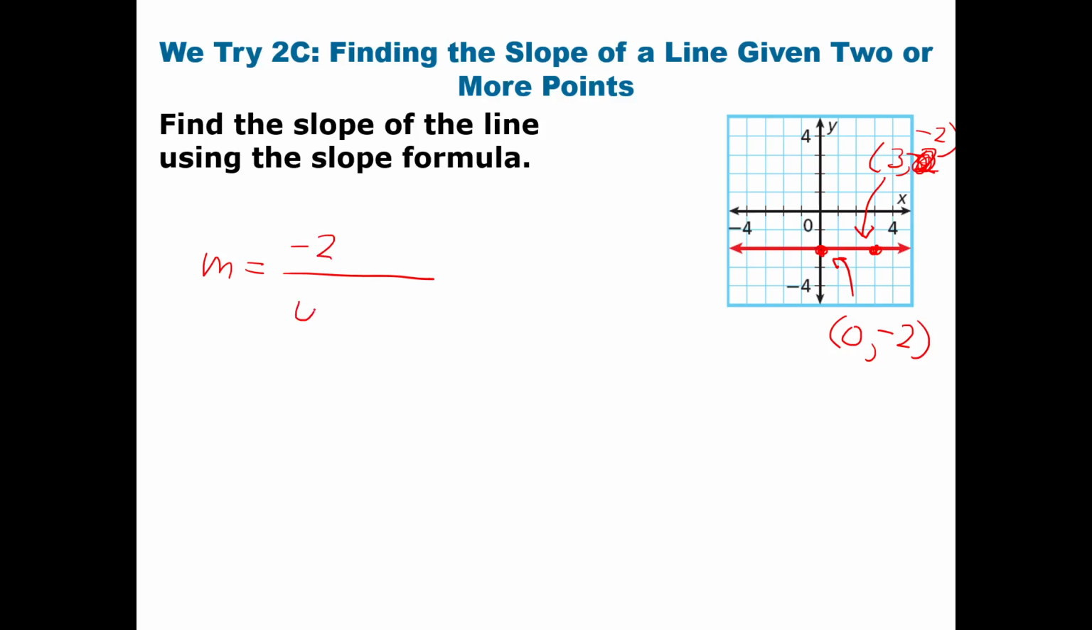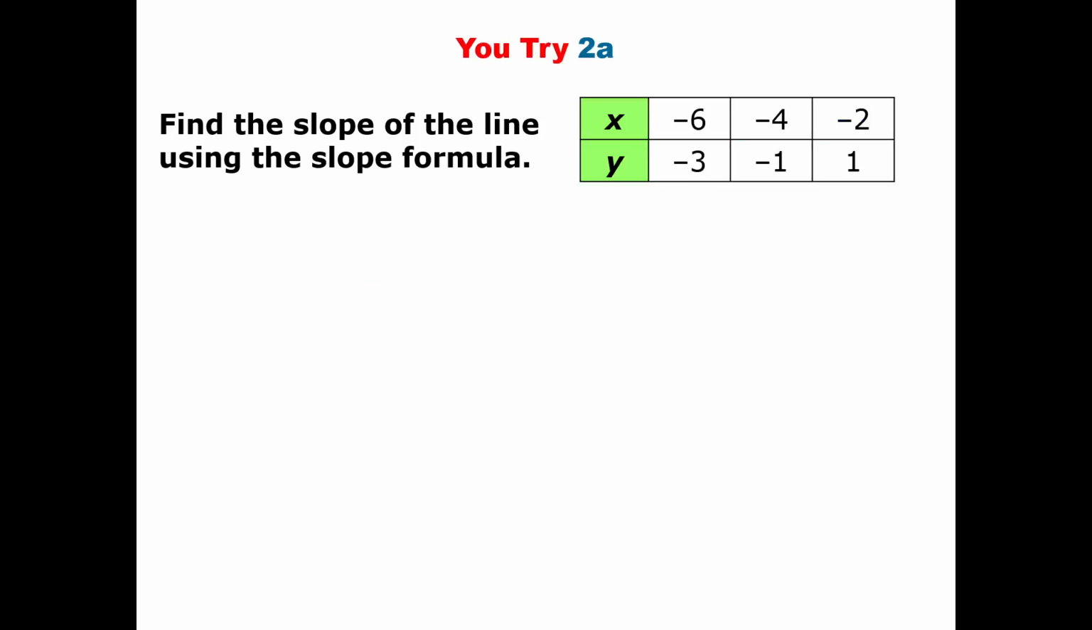So now let's use my slope formula on that. So I'll have negative 2 minus negative 2 on the top and 0 minus 3 on the bottom. Negative 2 plus 2 is 0. 0 over negative 3 is just 0. So my slope is 0. Go ahead and try this one on your own. Pause the video and I'll see you in a second.